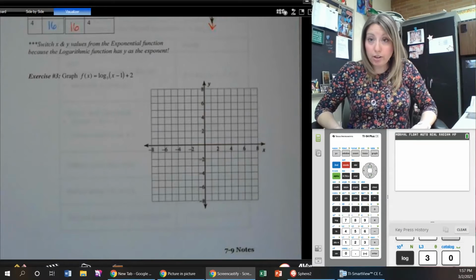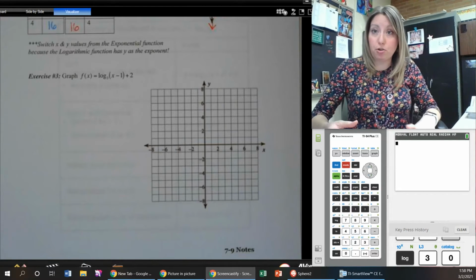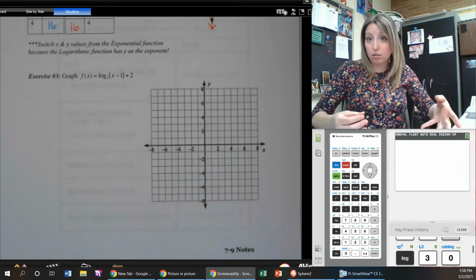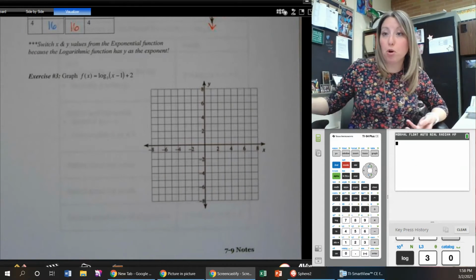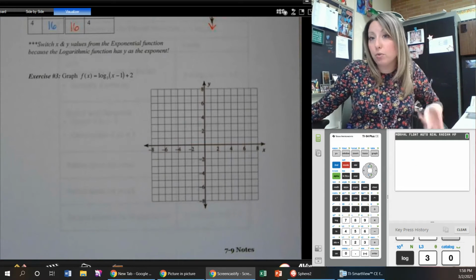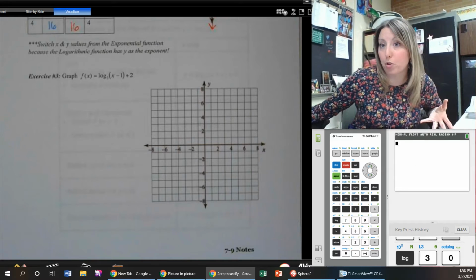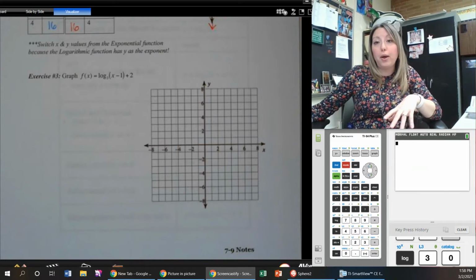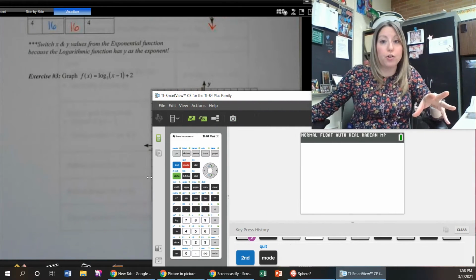For exercise 3, it's going to be much easier to type into your graphing calculator if you have an 84. If you have an 84 or an 84 CE, or you're using this program like I am, this is going to be so much easier to type into your y equals and get the points and graph it. I will show you both ways, but I want to be really clear that only the 84s have the log base possibility.